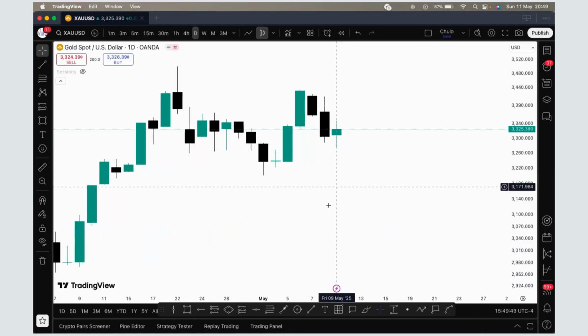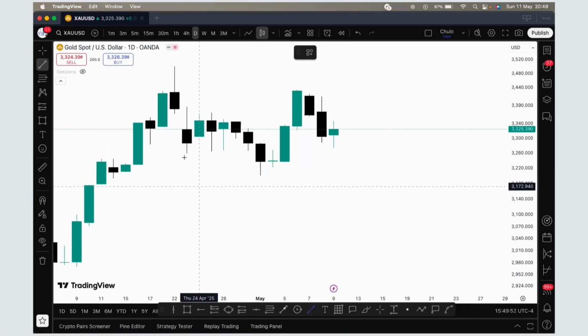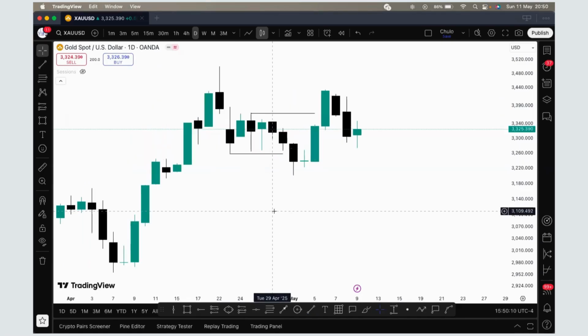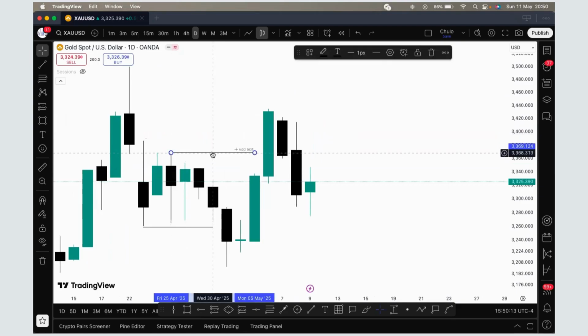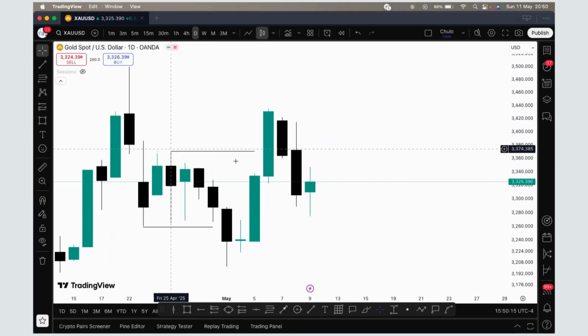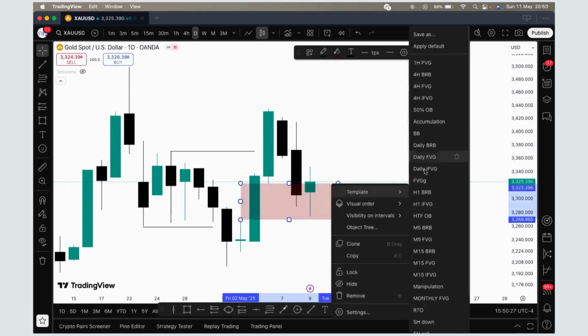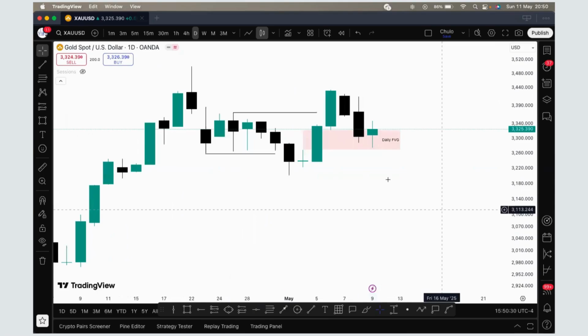Now here on the daily time frame, right? We have this LQ grab, a turtle soup here, and price breaking structure to the upside. So external range liquidity is being taken out, and price dropping into the internal range liquidity, the daily fair value gap.